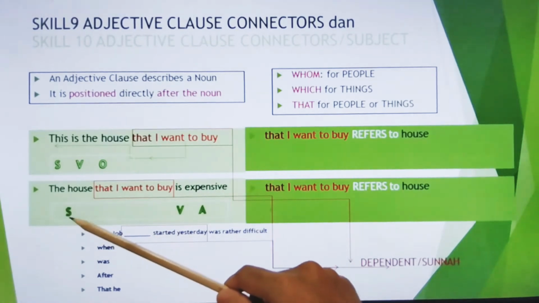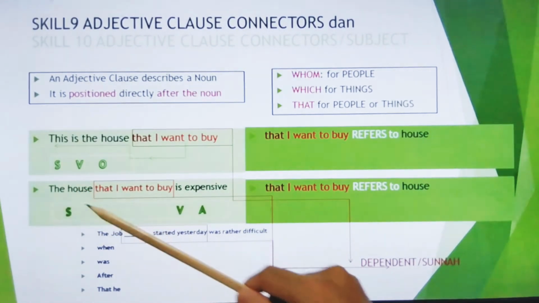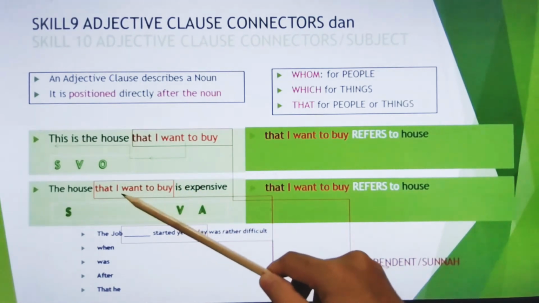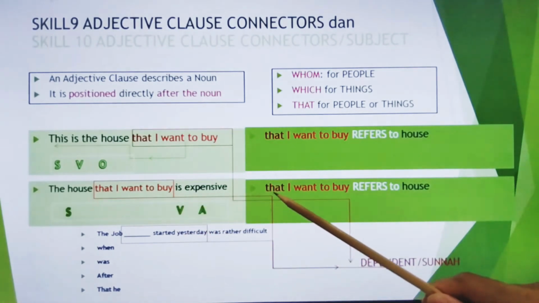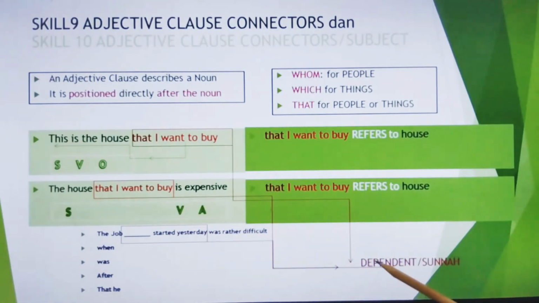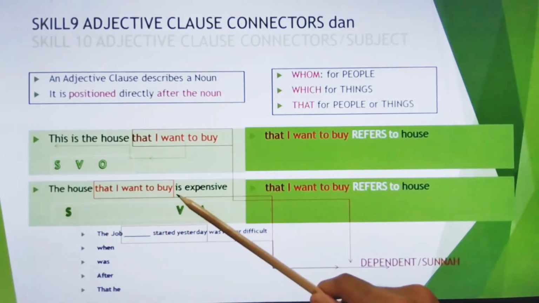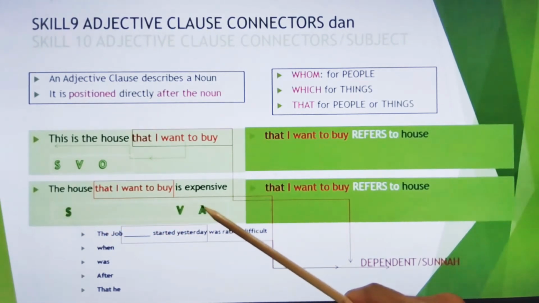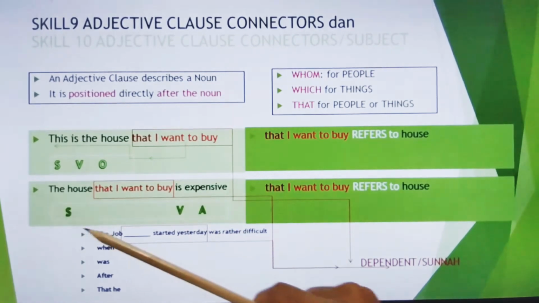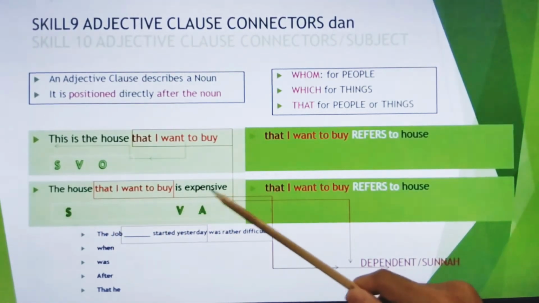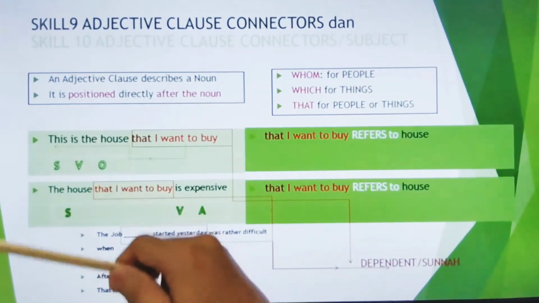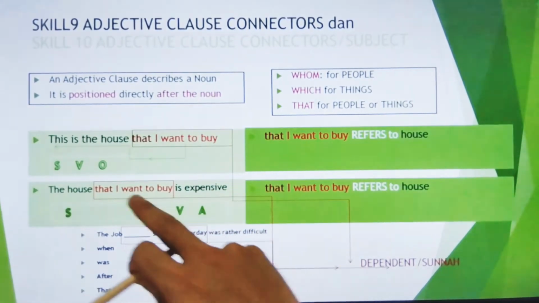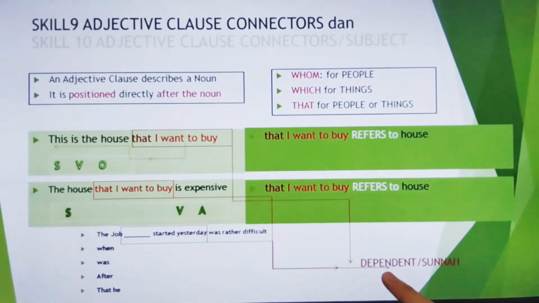You should identify which one is the subject and which one is the verb. This is the subject, and this is a verb. Even though this is also a verb, it is dependent. Remember that: the red line, dependent, sunnah. So the house is expensive. If we omit this, the sentence is still correct. The house is expensive. So adjective clause, dependent or sunnah.